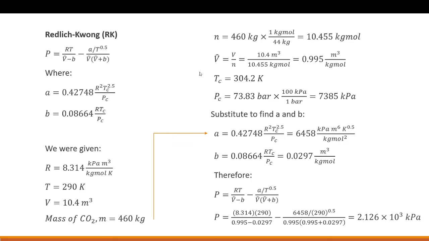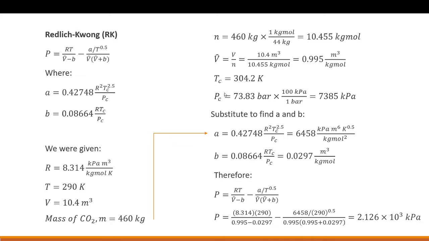Next, we can calculate V cap by taking the volume and dividing by the number of moles. The volume was 10.4 meter cube. Divide by the number of moles, which is what we found here, and we get 0.995. So how are we going to find TC and PC?